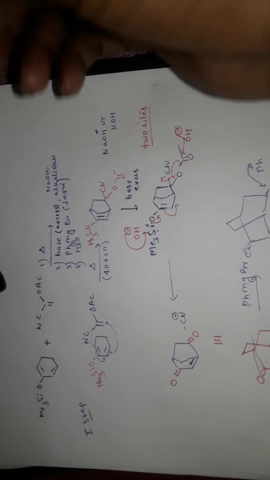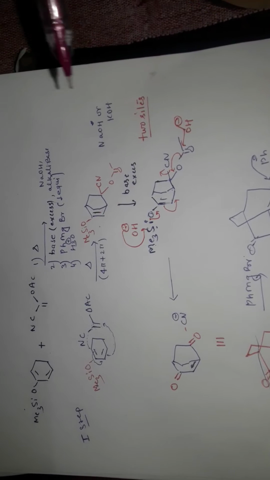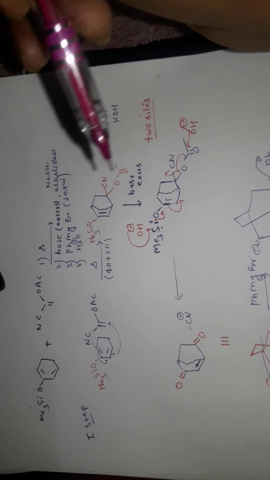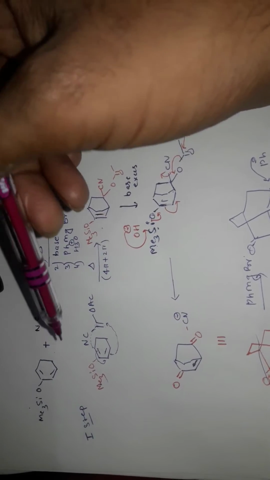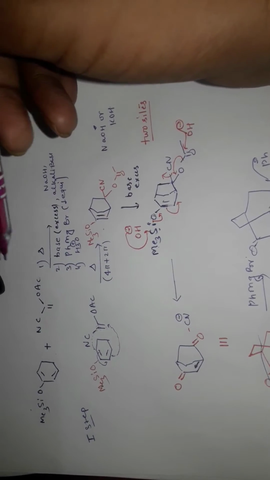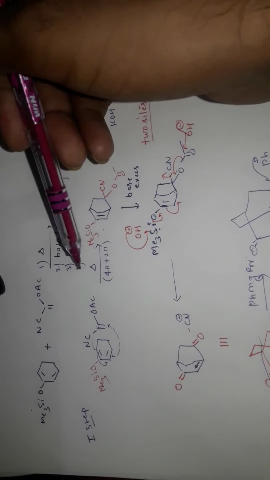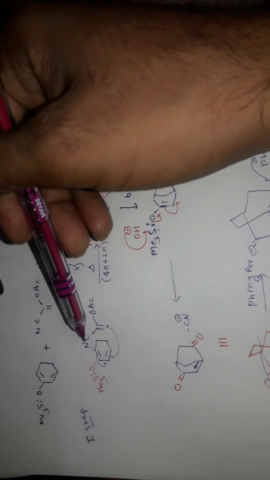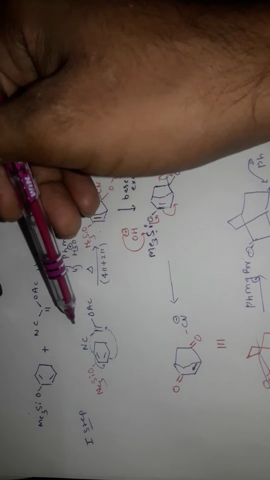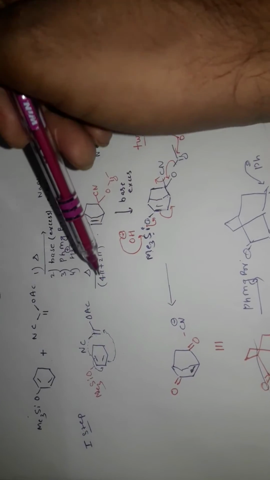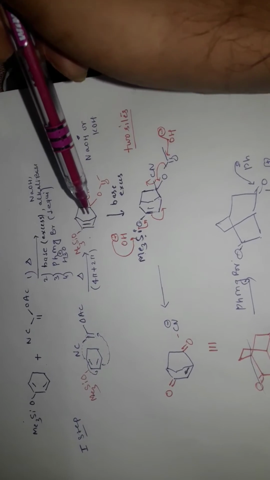Hello friends, today we are going to discuss this organic synthesis problem, and it is a four step reaction. Here the starting material is added, and in the first condition only heat is given. So normally here it is 4 pi plus 2 pi, because this system contains 4 carbons and there are 2 carbons, so a cyclization step occurs here, and the reaction goes through a 4 pi plus 2 pi cycloaddition reaction.